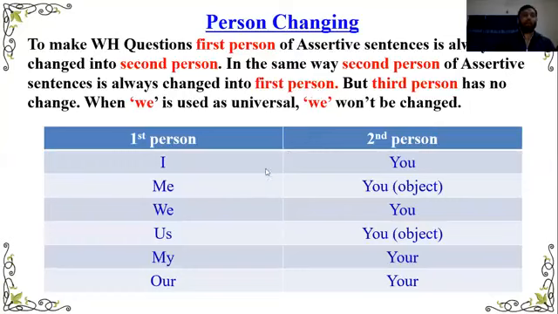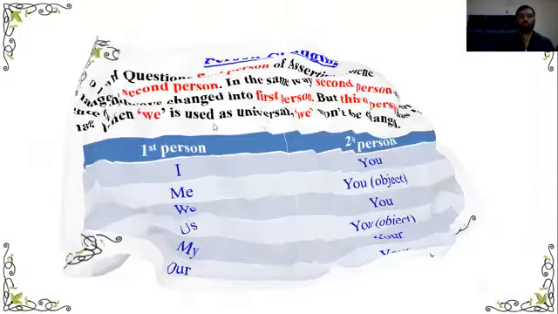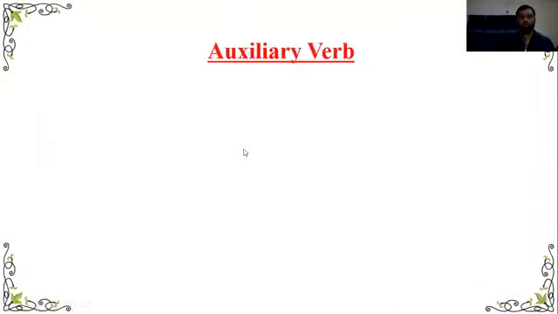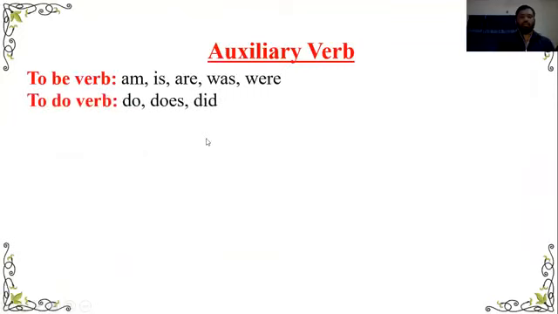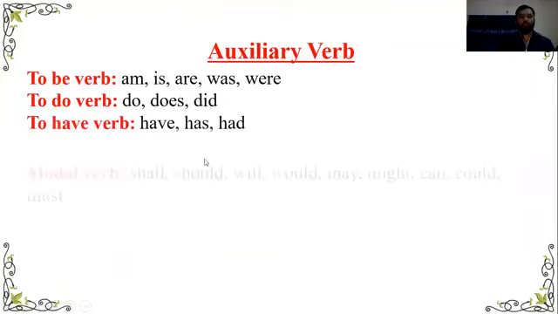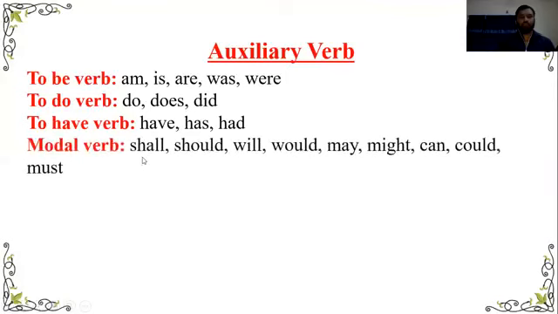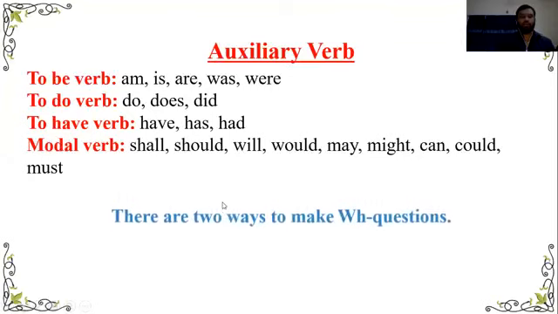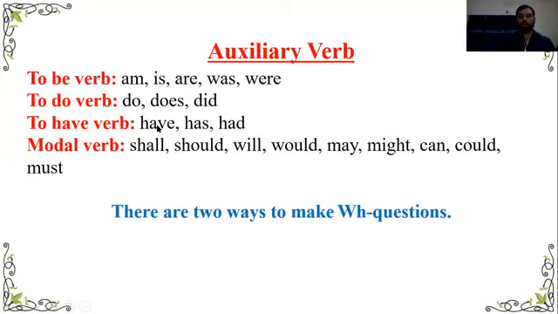Okay, boys, now I'm going to the next slide. Auxiliary verb. Here you see some auxiliary verbs: to be, am, is, are, was, were; to do, does, did; to have, has, had; modal auxiliary verbs, shall, should, will, would, may, might, can, could, must. These are all auxiliary verbs, and we can use them in WH questions.